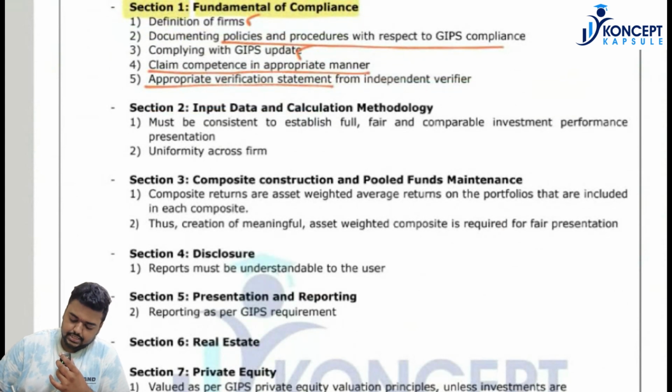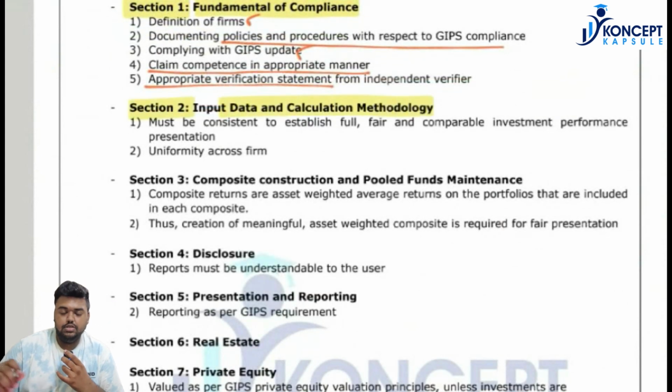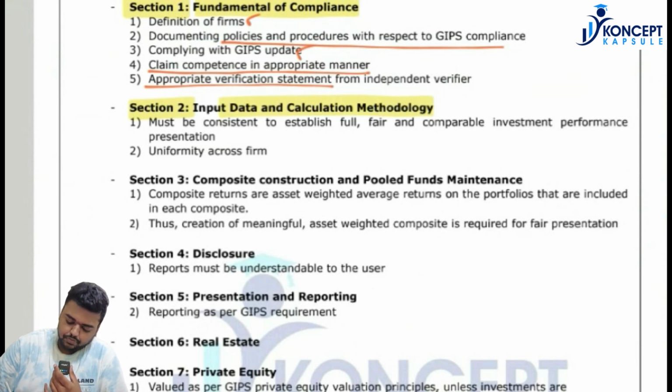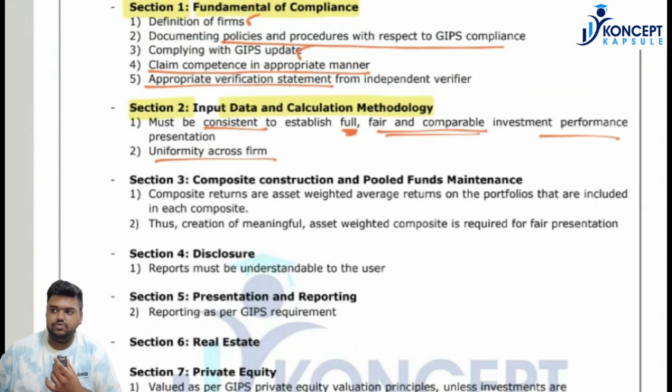The second section is input data and calculation methodology. So how will my input data be used in terms of calculating the historical performance, and how the historical performance will be calculated. This section provides that it must be consistent to establish full, fair, comparable investment performance, uniformity across the firm. So again, if you see, these are more principles rather than rules, right? So you have to remember GIPS is more from a principles standpoint rather than rules.